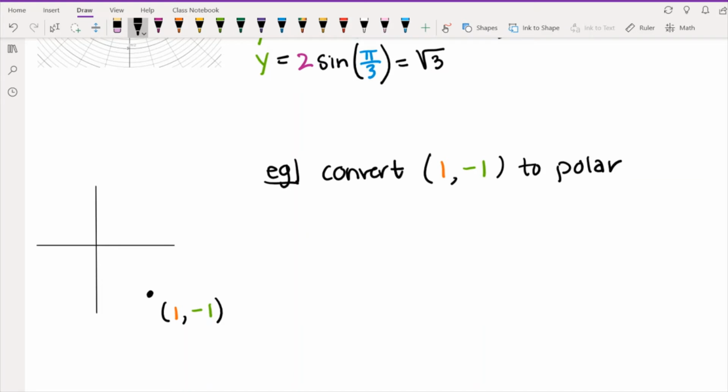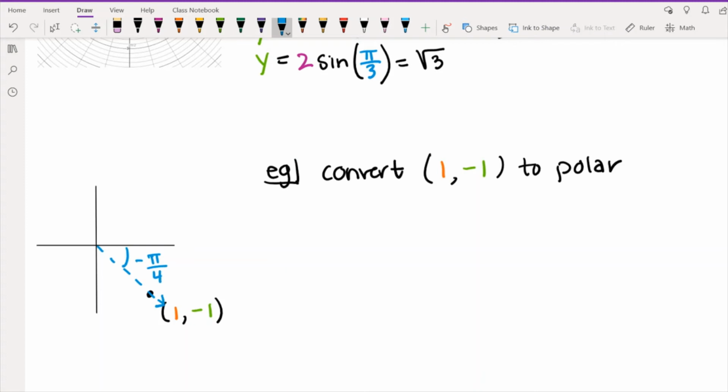So if we're at a point of 1, negative 1, what is this angle going to be? Well, it's going to be like a 45-degree angle, right? And we're in quadrant 4. So what is this angle going to be specifically? Well, there's actually different names we could give to it, right? But one angle we could call it is negative pi over 4.